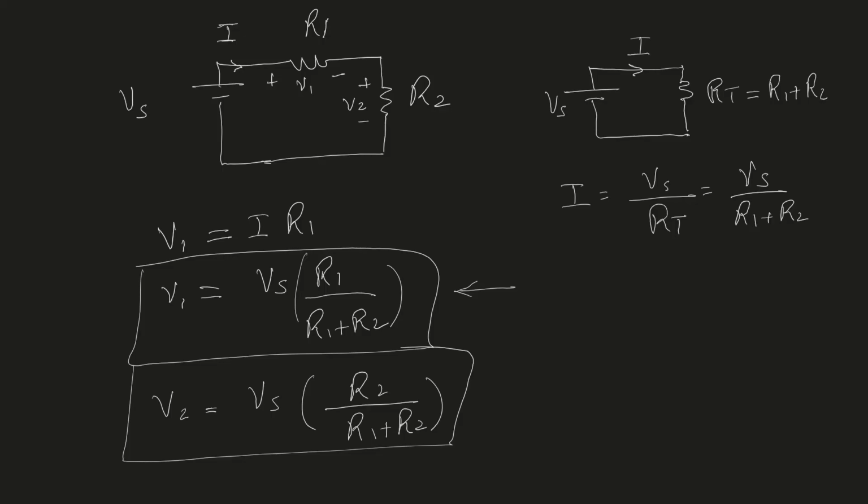One thing that can be obvious about these two equations is that the equations say that the voltage across the resistor R1 or R2 is proportional to the source voltage. Of course, if the source voltage increases, then V1 and V2 will increase accordingly. Also, it is proportional to the resistance itself. For example, V1 is proportional to R1. So if R1 increases, V1 is expected to be larger. And similarly, V2 is proportional to R2.